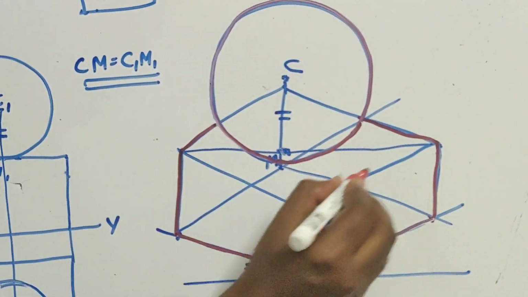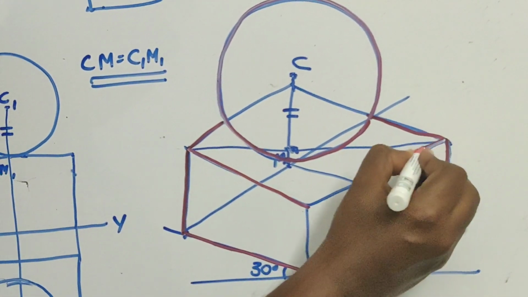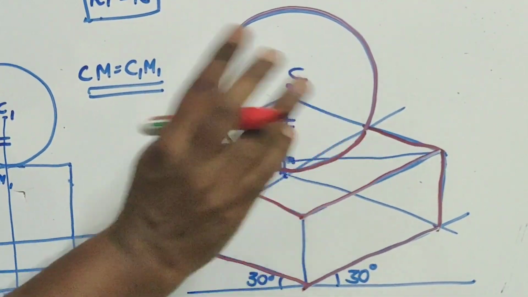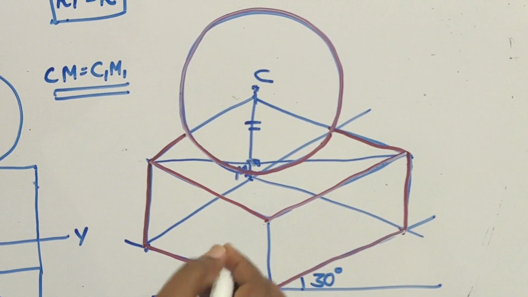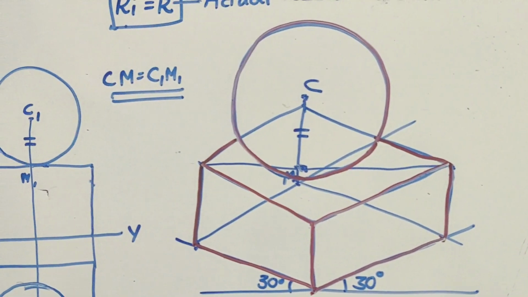Now the top surface of the square slab, these portions are visible because some portions are actually hidden by the sphere. Those things we want to mark as visible. Now this edge is nearer to the observer, which is visible. I think now it is clear to you.